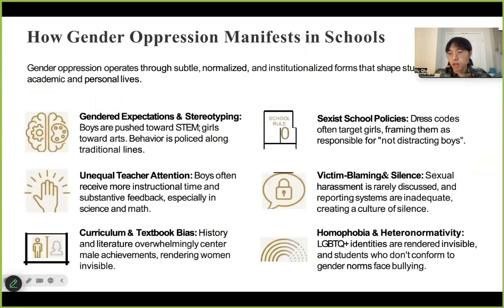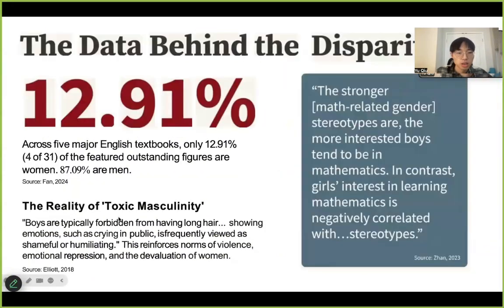Sexist school policies. In China, strict dress codes for girls, for example, no short skirts, no dyed hair, implicitly frame girls as responsible for not distracting boys. Boys are forbidden from having long hair, and showing emotion such as crying in public is frequently viewed as shameful or humiliating. So this reinforces norms of violence, emotional repression, and devaluation of women.